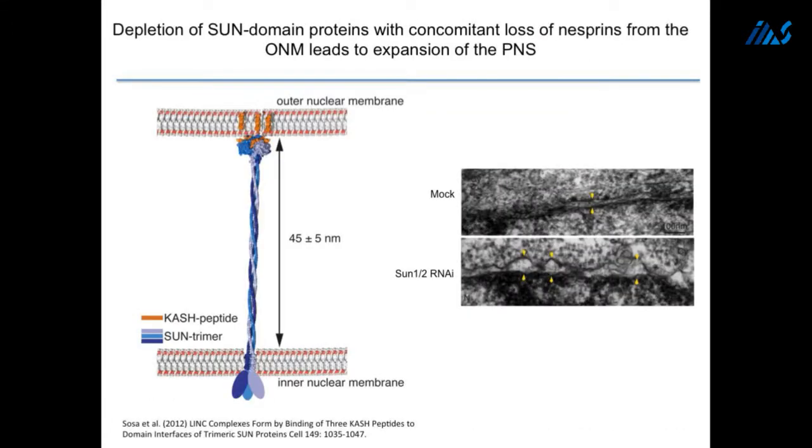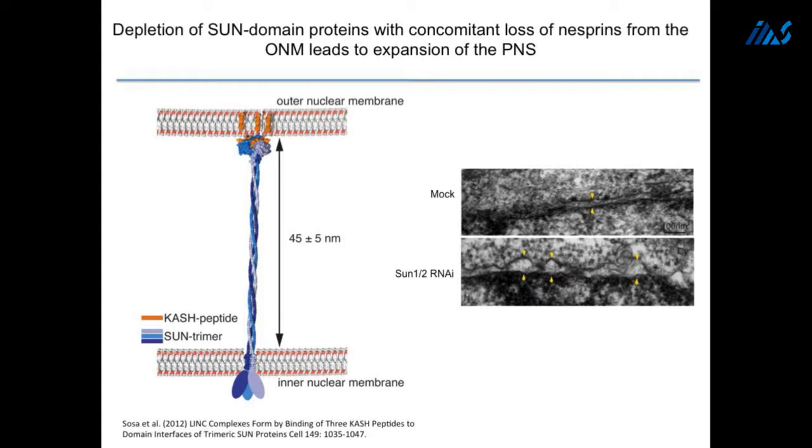I just also want to make this point, which was also taken from this Sosa et al. paper, which is that the triple helical stalk, at the end of which we find this 200 amino acid SUN domain, in principle can extend about 45 to 50 nanometers into the peri-nuclear space. And this is sufficient length to span the distance from the inner nuclear membrane to the outer nuclear membrane.